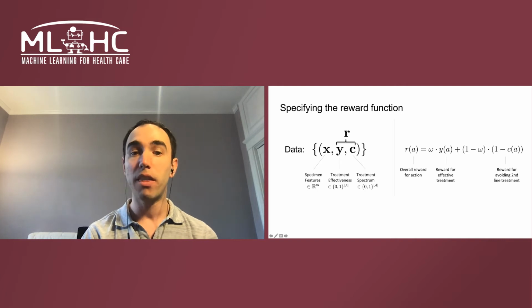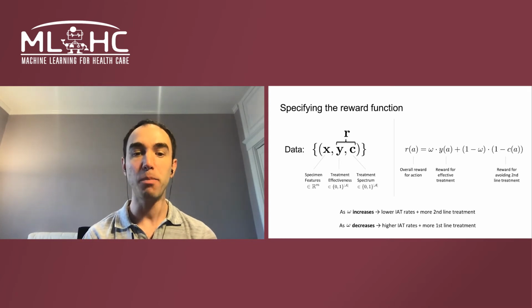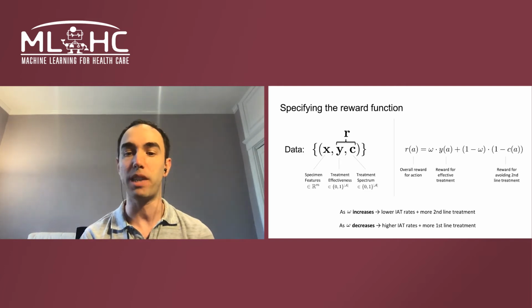We then define the reward function to be a combination of these 2 factors, and we'll parameterize that reward by a parameter omega. The reward is then equal to omega times y of a, plus 1 minus omega times 1 minus c of a, where we reward ourselves for not using second-line antibiotics.